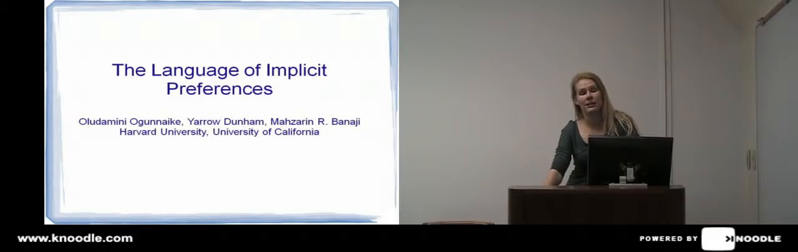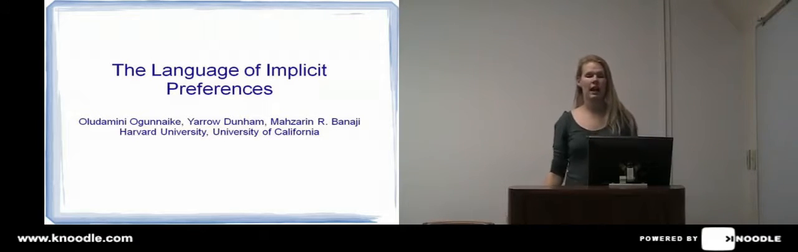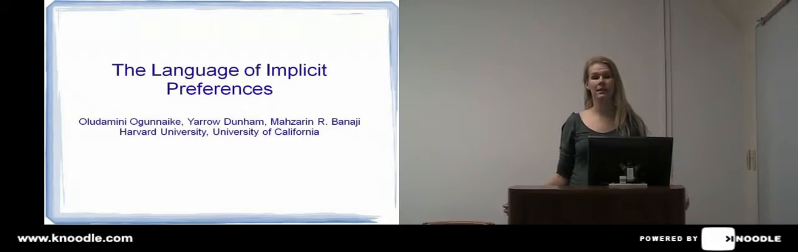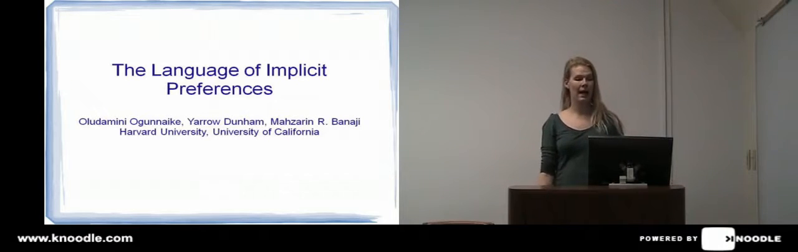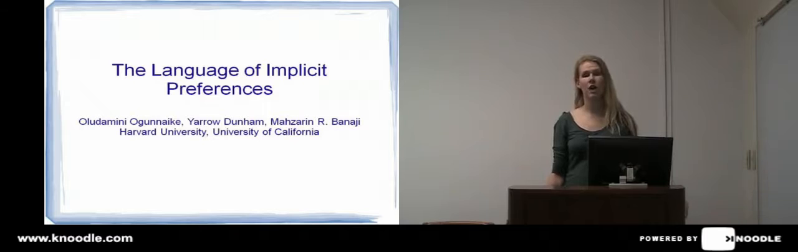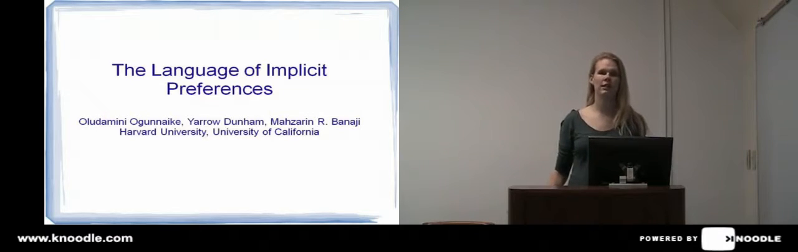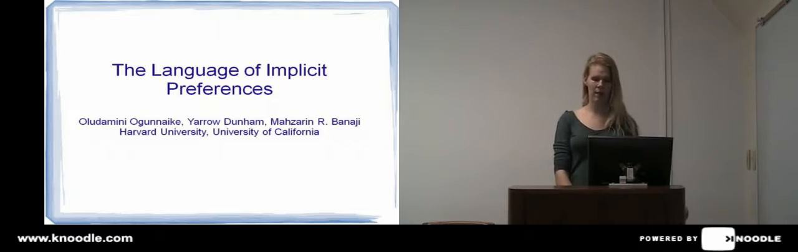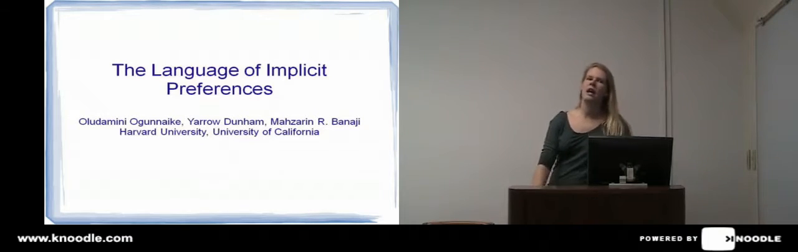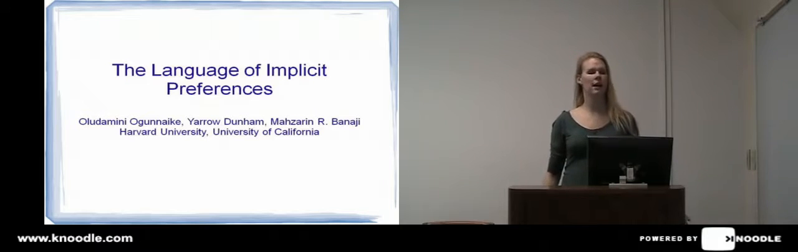My name is Morgan Scott, and this presentation is on an article called The Language of Implicit Preferences by Aludamini Aganaki, Yarrow Dunham, and Mazarin Banaji from Harvard University and the University of California. Their research is on language and how it influences attitudes.